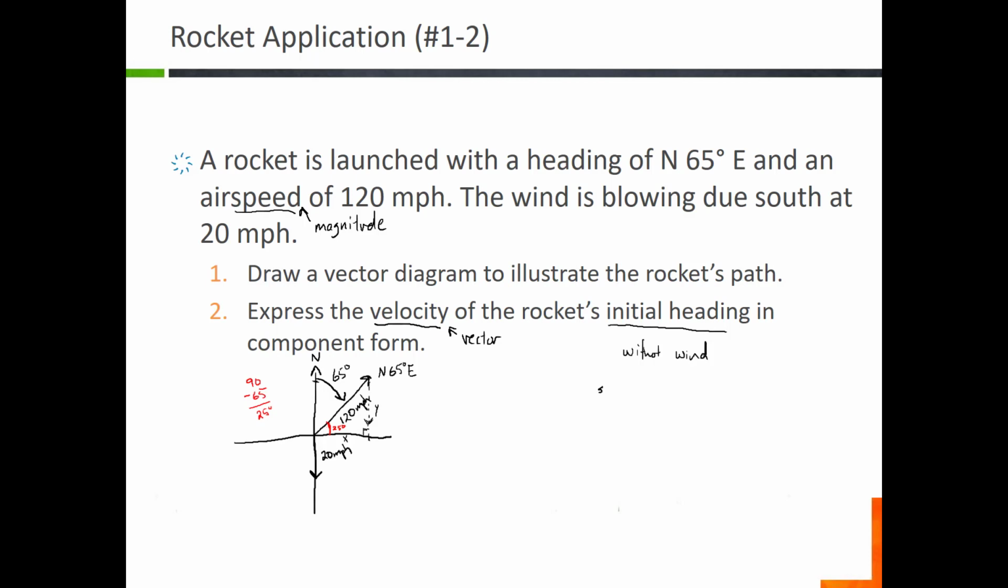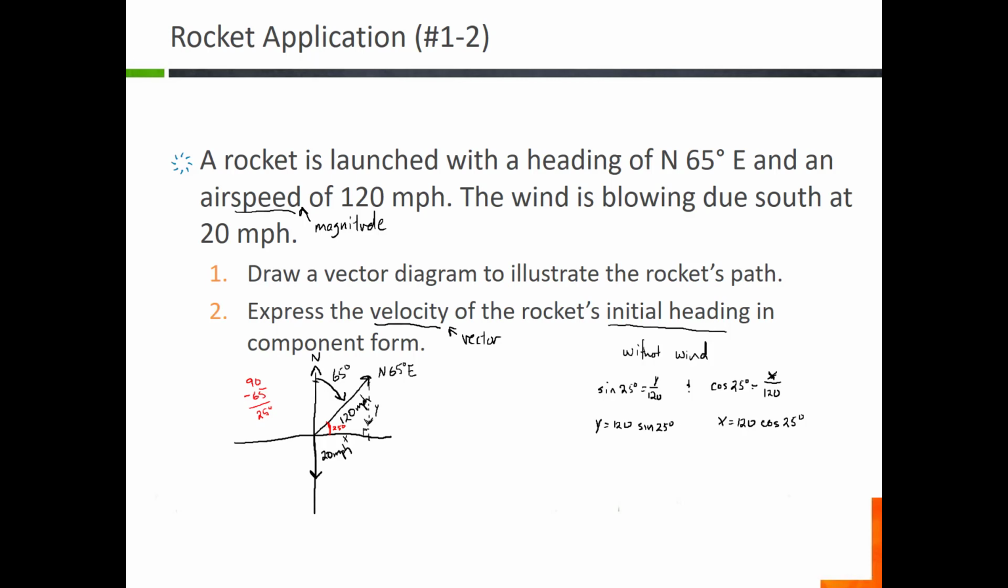So I know that the sine of 25 degrees has to equal y over 120. And similarly, we know that the cosine of 25 degrees is going to equal x over 120. So if we solve each of those for x and y, we will get x will equal 120 times the cosine of 25 degrees, and y is equal to 120 times the sine of 25 degrees.